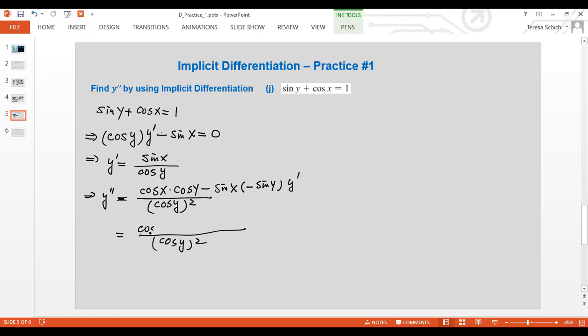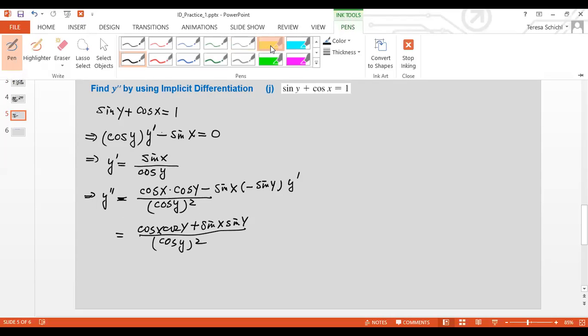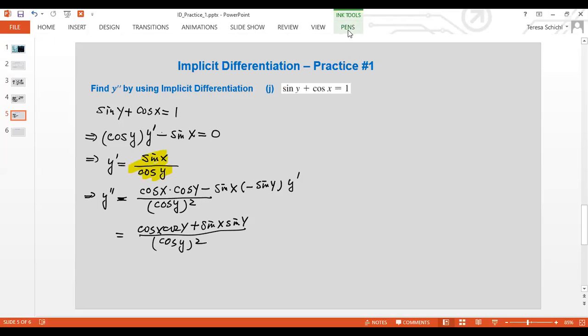This is a cosine x, cosine y. Minus minus is plus sine x, sine y. Then what you need to do here, plug in y prime. So what is the y prime here? This is my y prime here, right? Okay, so plug in the y prime here. So this is sine x, cosine y.